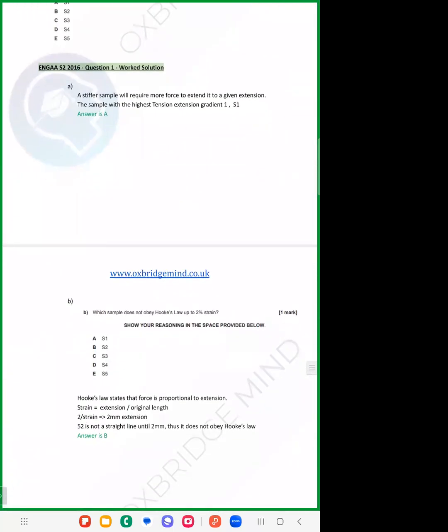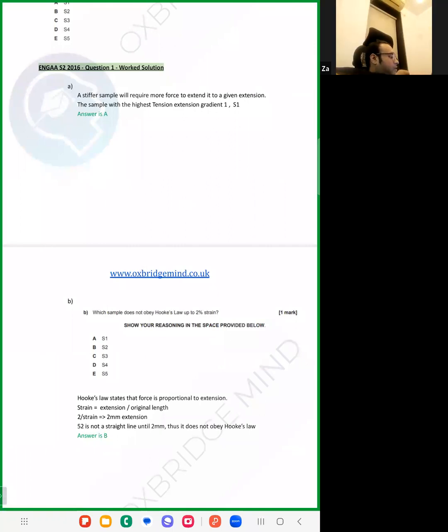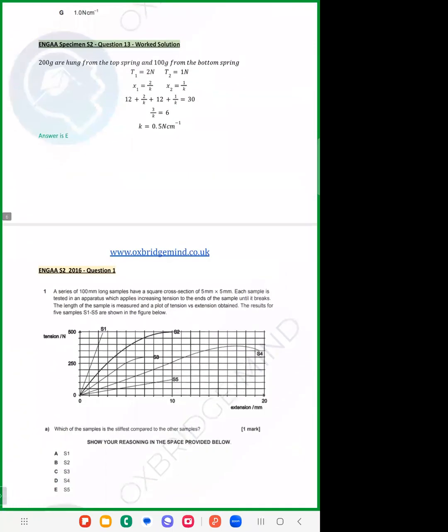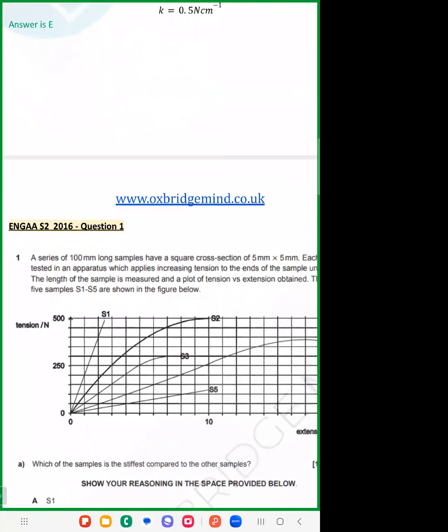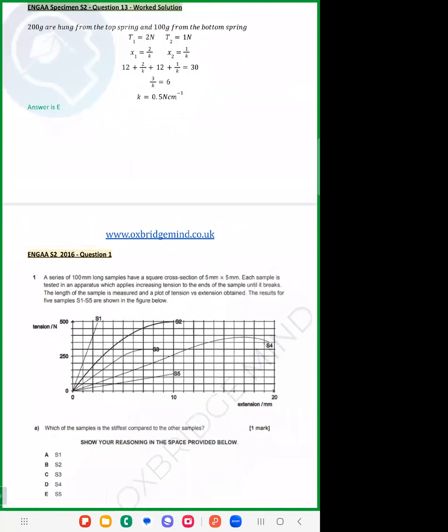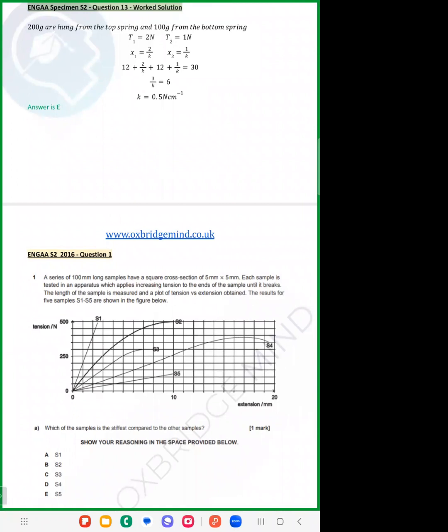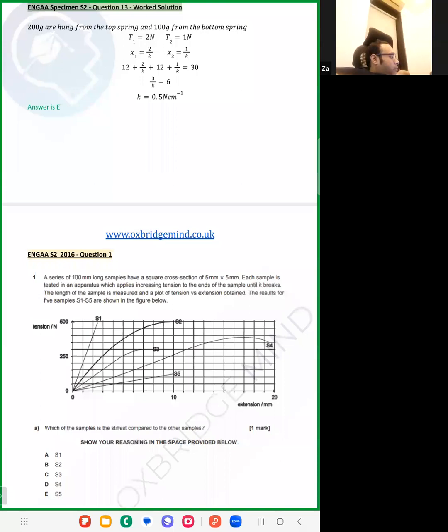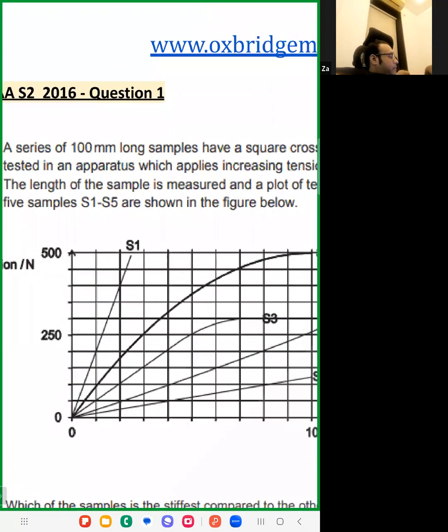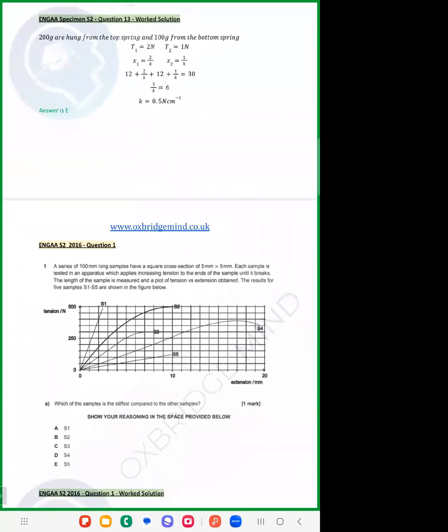And S3, is it obeying? Everything else is obeying until 2%, but S2 is curved. Okay, but until 2% every one of them is obeying, right? So S2 is curved from the very beginning only. That seems different, right?